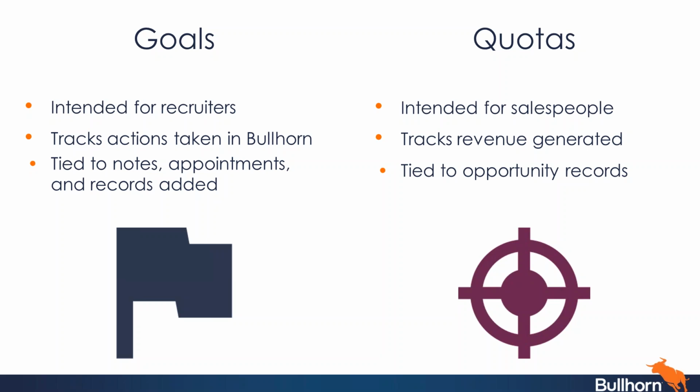Now, when we focus on goals, goals are intended for recruiters, and they track actions that are taken or that should be taken in Bullhorn. We can tie goals to notes, appointments, maybe even the number of records that are being added into the system. When we talk about quotas, quotas on the other hand, those are intended for salespeople. They help track revenue generated. Now, these are tied to the opportunity records in Bullhorn. So one more time, let me log back into Bullhorn and I'll show you exactly what I'm talking about.